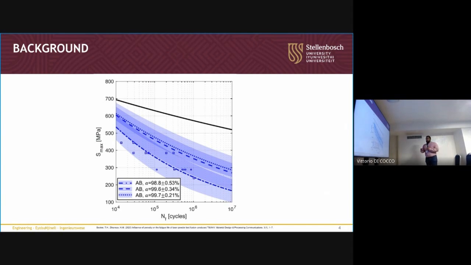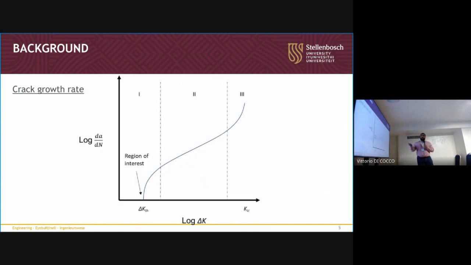However, I'm more interested in the crack growth approach, or the damage tolerant approach, where we look at crack growth rate. My specific interest is the threshold region, so region 1, with region 2 being the Paris regime and fast fracture related to your K1C or fracture toughness.